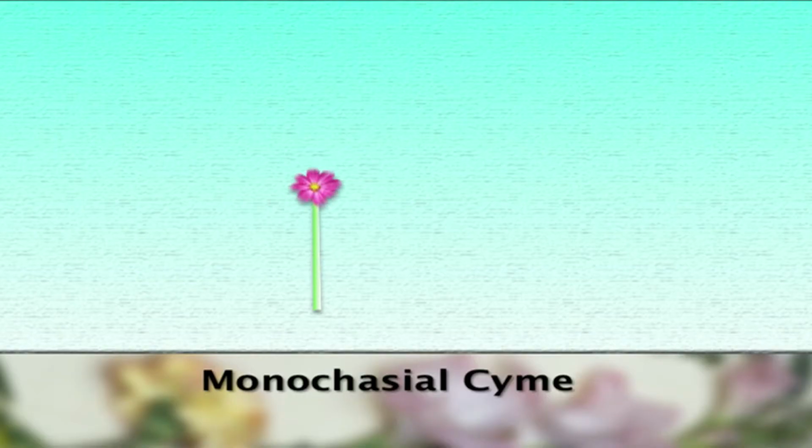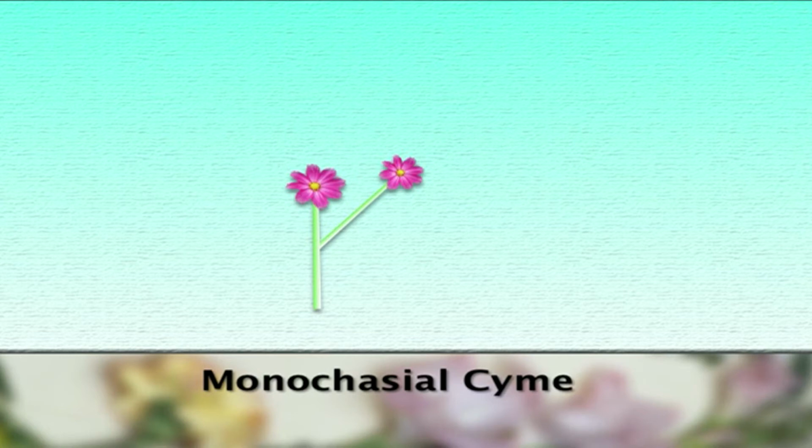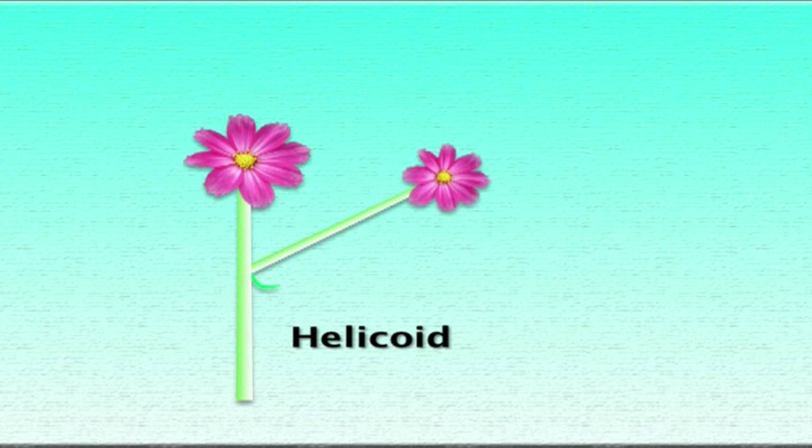The second type of cymose inflorescence is the uniparous or monochasial cyme, in which the main axis terminates in a flower. Subsequently, only one lateral branch axis develops from the axil of a bract at a lower level, which again terminates in a flower. The same type of branching is repeated. Since only one branch develops from below each flower, it is called a monochasial cyme. The monochasial cyme is of two types, helicoid and scorpioid. In helicoid monochasial cyme, the successive lateral branches develop on the same side, that is either on the right or left side of the main axis, forming a helix.